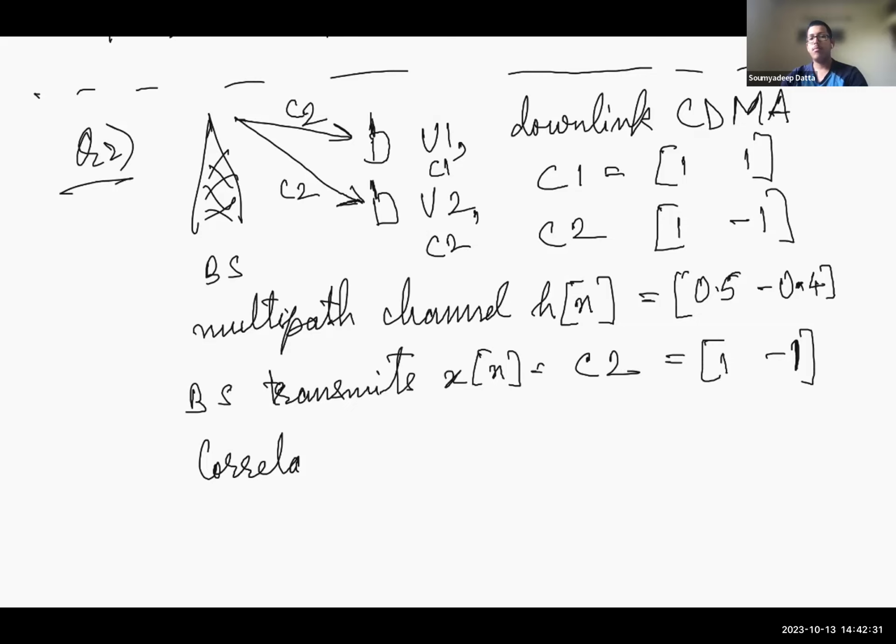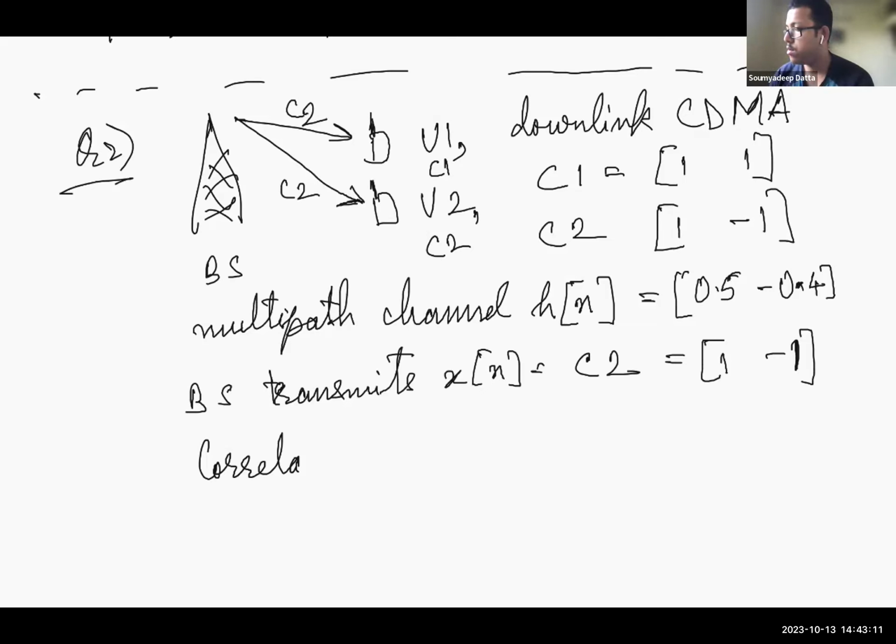Or maybe you will be told that it is a 2-dimensional orthogonal code. Then this has to be 1, 1 and 1, minus 1, because there is no other way. Or you can also do 1, 0 and 0, 1. That is also fine. But typically you will not be asked to assume anything, it will be given. And what about this 0.5 and minus 0.4, h of n? The channel will also be given. You will always be given the channel. I have just taken some values, but the channel will also be given. What is important here is the process.